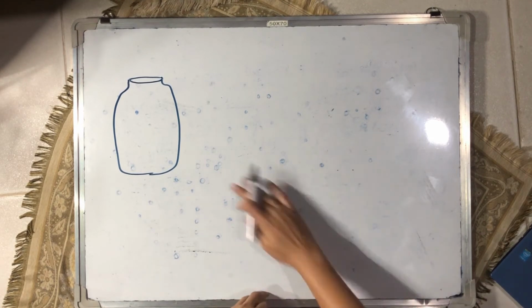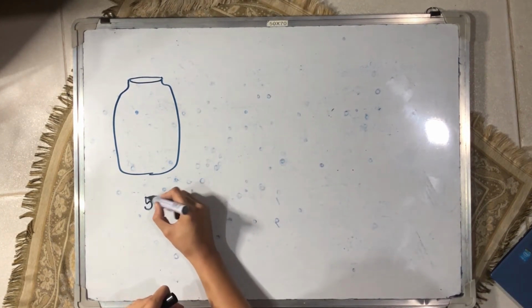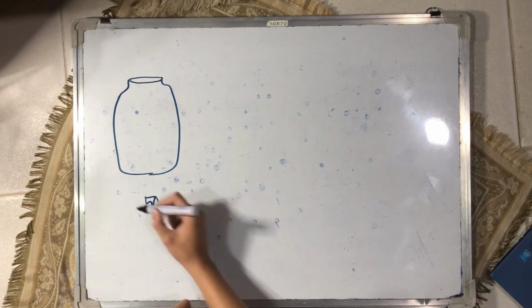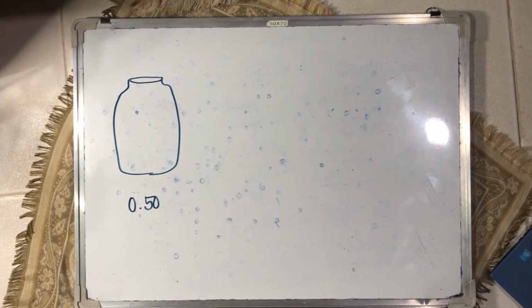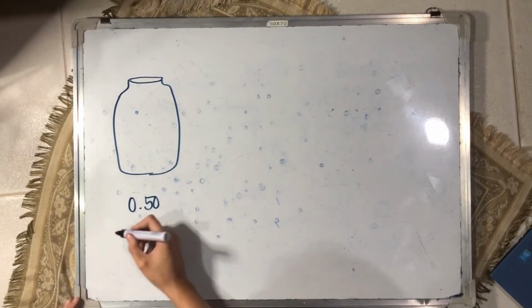Okay? So, what are we going to denote with that 50 centavos na sinasabi niya? Lagay natin 0.50. 0.50. Okay? Since, kompletuhin muna natin siguro yung pagbasa, no? After 12 years, he counted his money. He had 5,436. So that would be the sum.